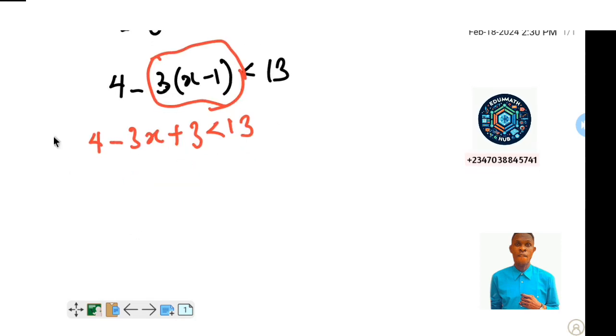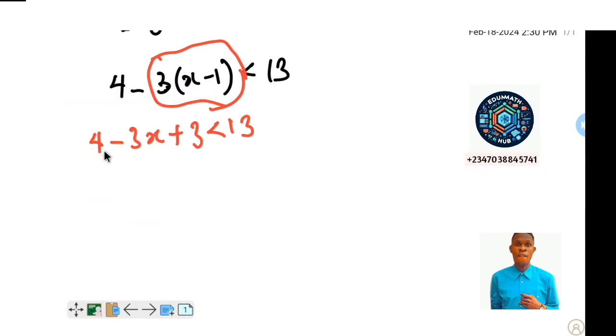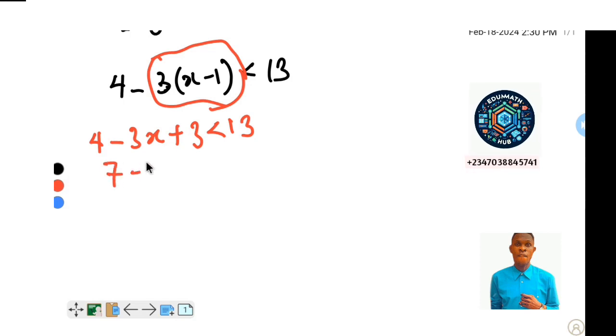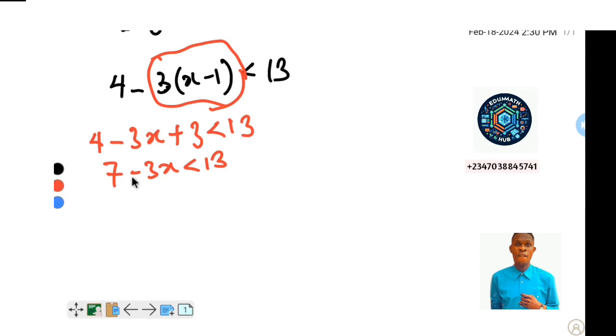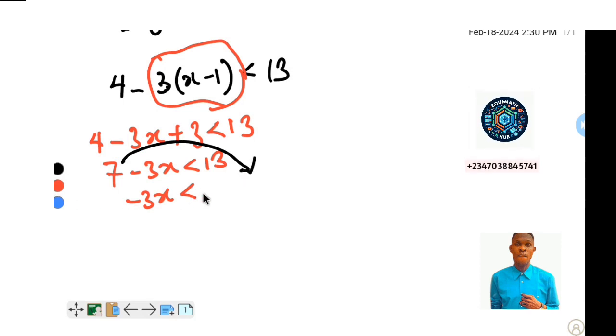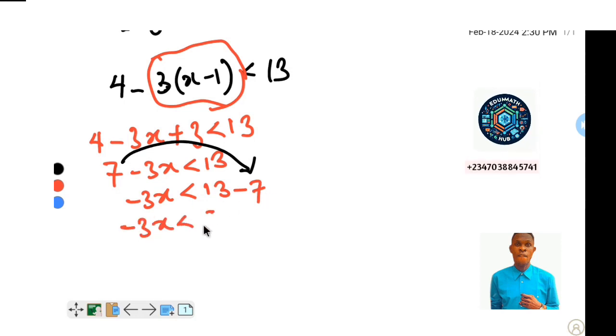The next thing to do is to collect the like terms. 4 plus 3 will give you 7. So this is 7 minus 3x less than 13. Then minus 3x, leave it where it is. Bring this 7 to this side. So you have minus 3x less than 13 minus 7, which will give you 6.